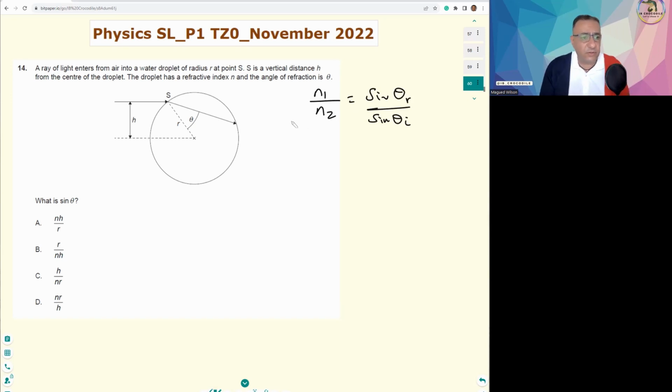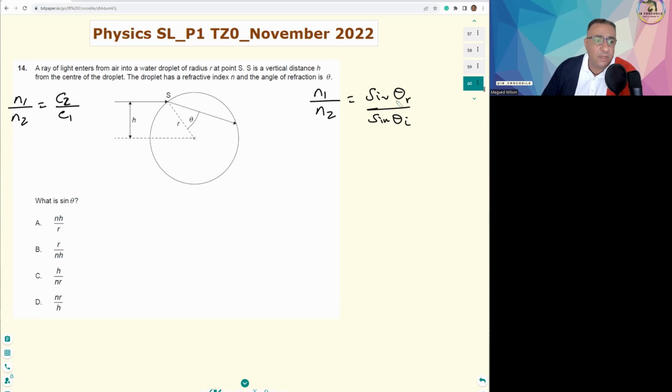The other version of Snell's law, for your information, is n1 over n2 is equal to c2 over c1, where c2 is the speed of light in the second medium and c1 is the speed of light in the first medium. But in this question there is no mention of the speeds, so we're going to focus on the sine of the angles.